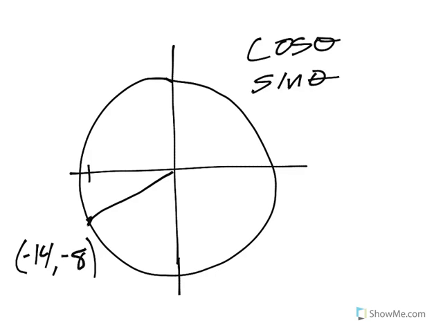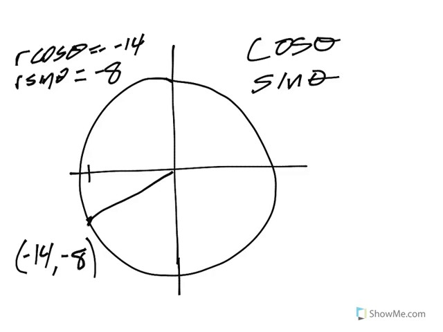And what we saw in the last video is that our cosine theta is negative 14, and our sine theta is negative 8. There we go. So this is a bit messy. Sorry about that.